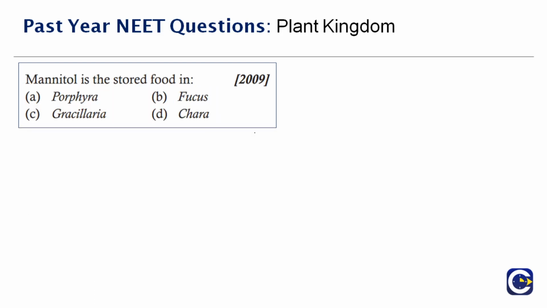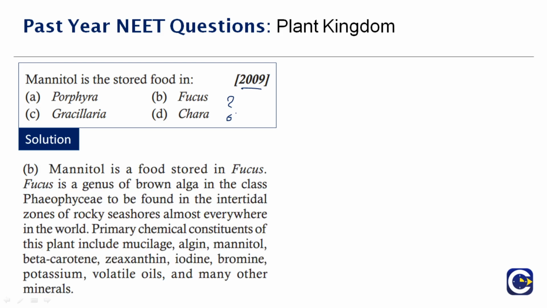Okay. Next question. This question was asked in the year 2009. Mannitol is a stored food in dash. Again, this is an easy question. We saw in the earlier question that mannitol and laminarin are the stored food of Phaeophyceae. They belong to brown algae. Now, out of the four options given here, Porphyra, Gracilaria, Chara, Fucus, the correct option is option B, Fucus.